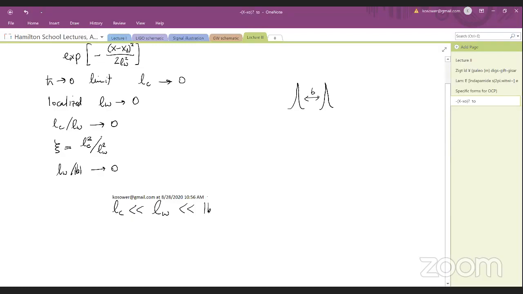So the Compton wavelength is much smaller than the wave packet size, and in turn is much smaller than the impact parameter, which is kind of what you would think of as a scattering length. And this is what we called in the paper the Goldilocks conditions.